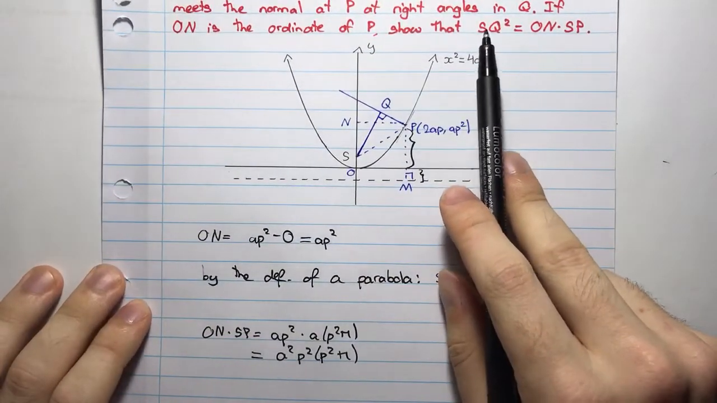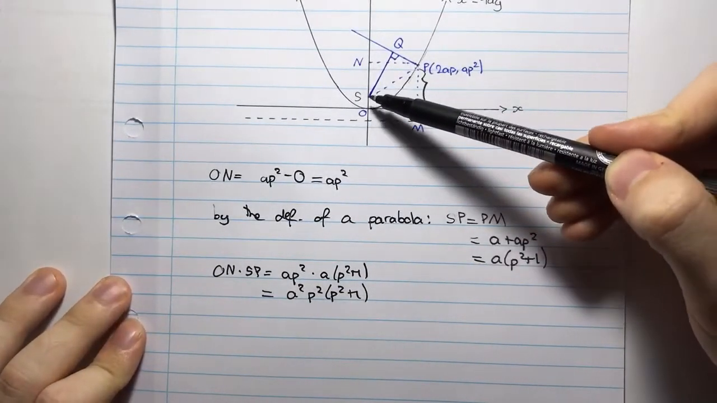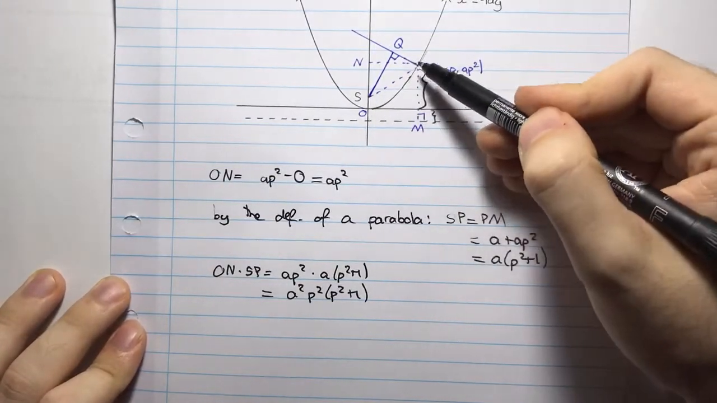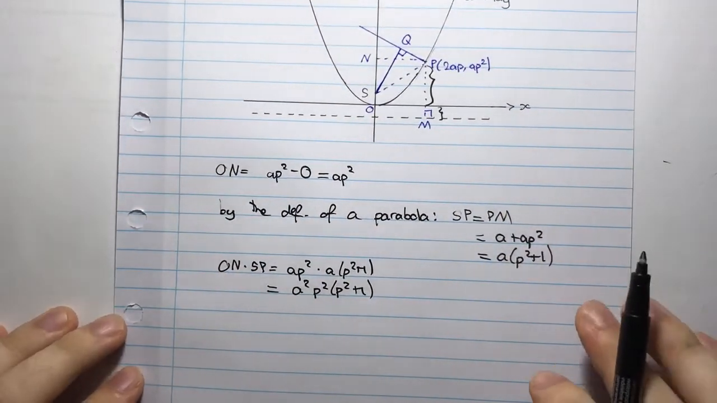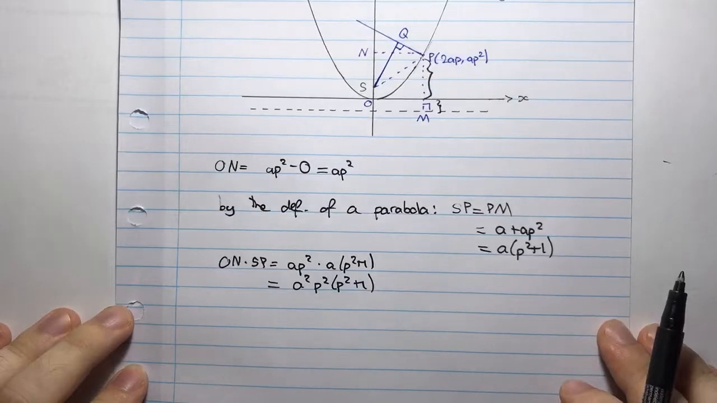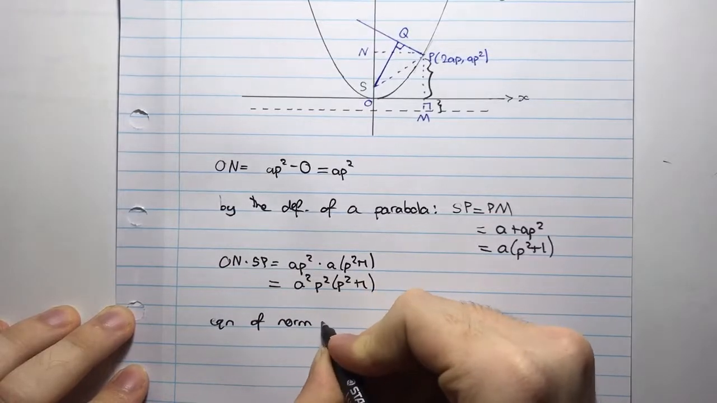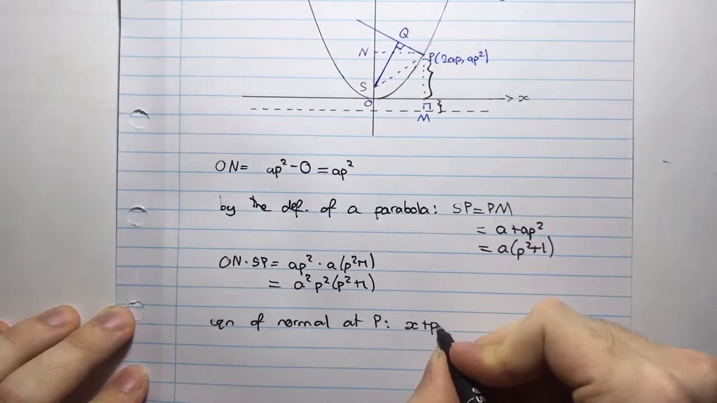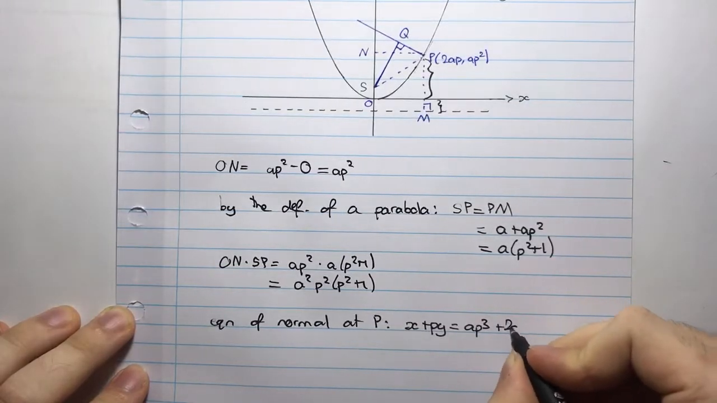Now, what do I have to do? I have to try and prove that SQ squared is equal to this value. So what is SQ? SQ is the distance from a point, which is the focus, and I know the coordinates of the focus, to the normal. In previous videos, we've seen what the equation of the normal is, and I'm not going to prove it in this video. If you are unsure of that, go back and have a look at that video. But the equation of the normal at the point P is given by x plus py equals AP cubed plus 2AP.